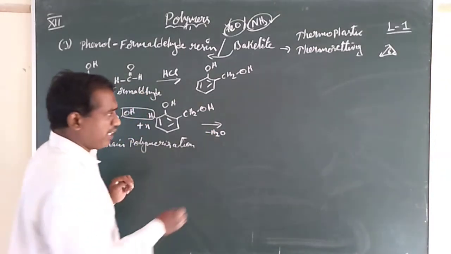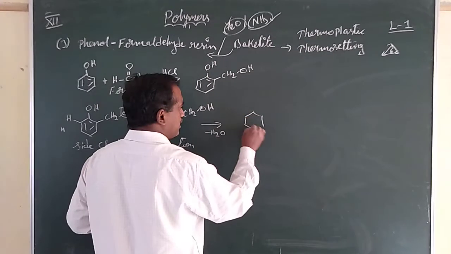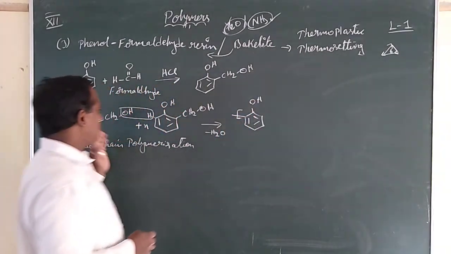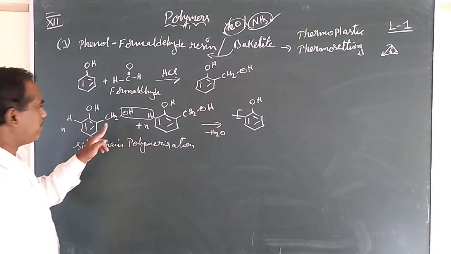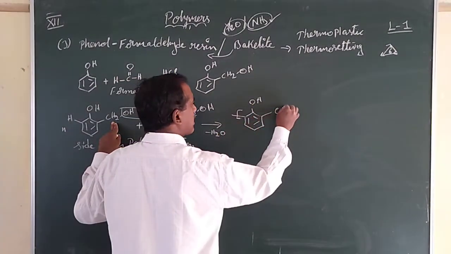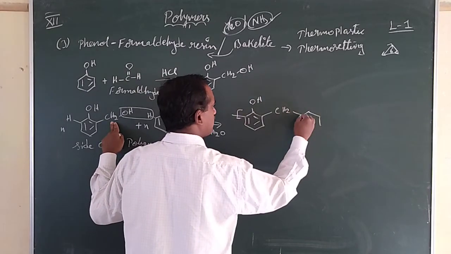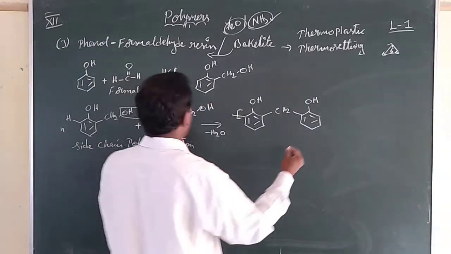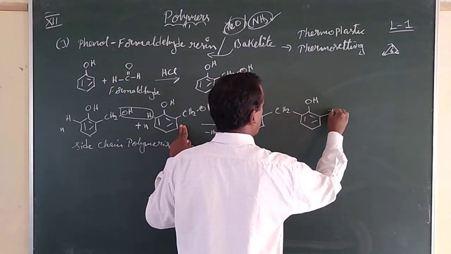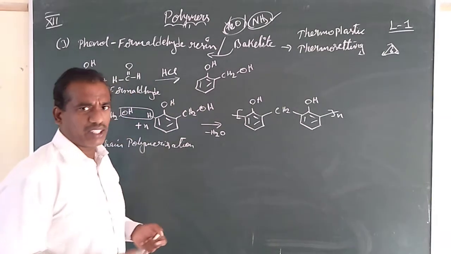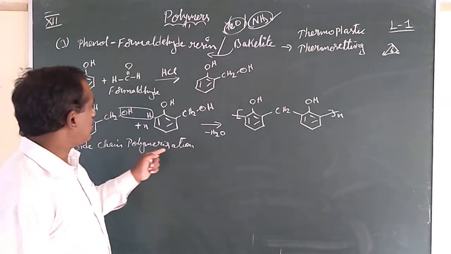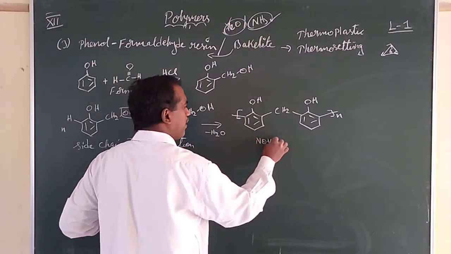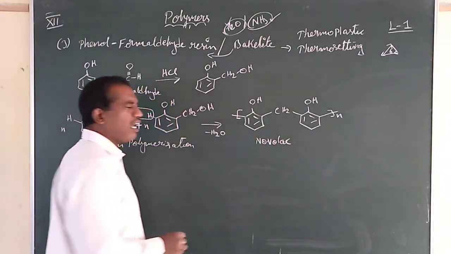By this what is happening? On the left side some polymer is forming, going up to the nth number. The CH2 linkage is connecting the next molecule. So this type of polymerization takes place up to the nth number. The side chain polymerization of the intermediate is called the novolac. What is that called? The novolac.